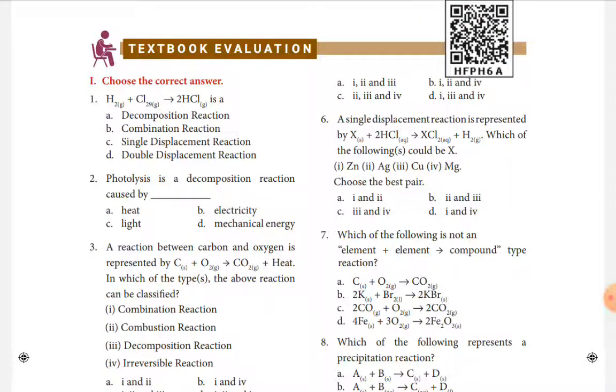Then a single displacement reaction is represented by X + 2HCl gives XCl2 + H2. Which of the following could X be? S means solid, so a solid substance reacts with hydrochloric acid to give a salt and hydrogen. Zinc can react with hydrochloric acid to give zinc chloride. Similarly, magnesium can react to give magnesium chloride. So we choose option D, first and fourth.